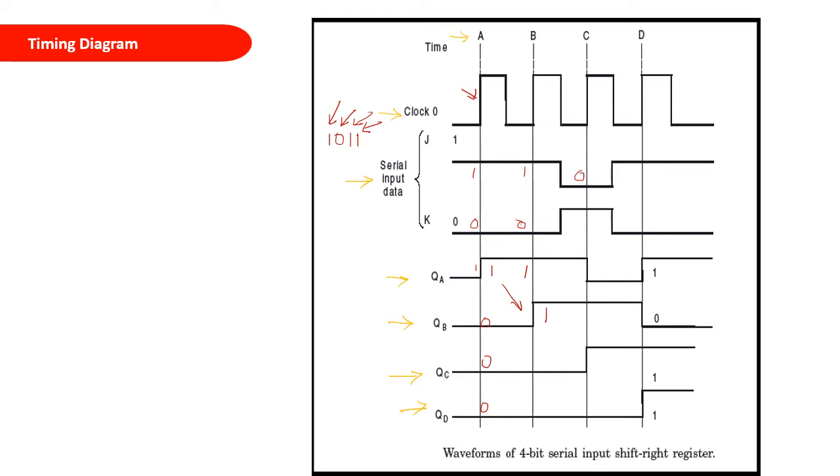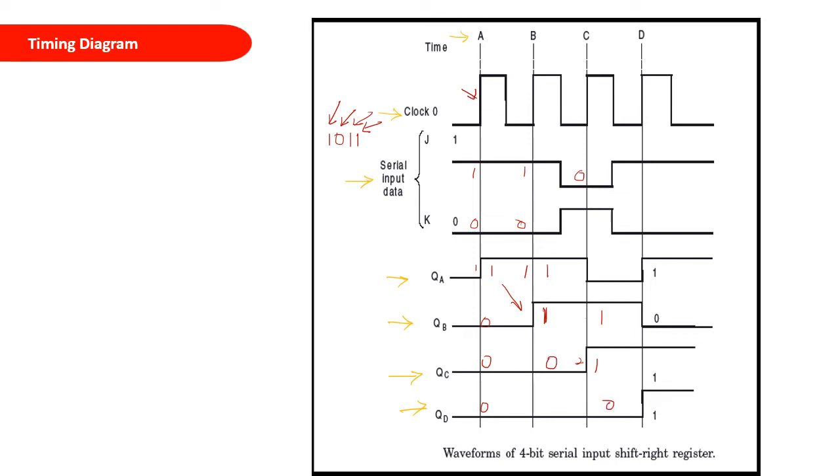Now for the flip-flop QB, that is the second flip-flop, the data is 1. That is, before the third pulse comes, the data is 1. So the output will become 1. Then for QC, the data is 1. Before the clock pulse comes, the input data is 1, so the output will become 1. Now if you take QD, the input is 0, so the output will be 0.